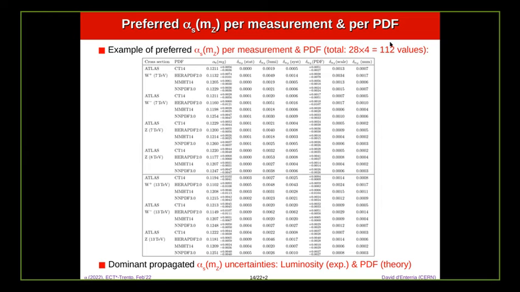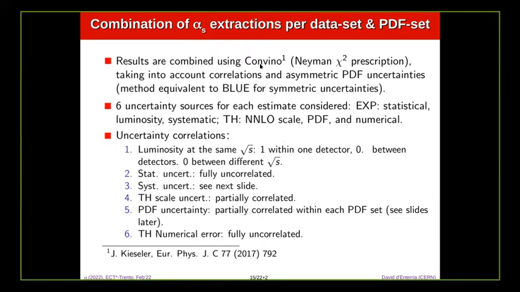So once we have these 28 measurements, 28 values of alpha S derived times 4 for 4 PDFs, then we combine per PDF using Convino to take into account the correlations and the uncertainties. This is equivalent to the BLUE method, but this takes into account asymmetric uncertainties. That's why we use this tool. So it's important to account for all the uncertainty sources and their correlations.